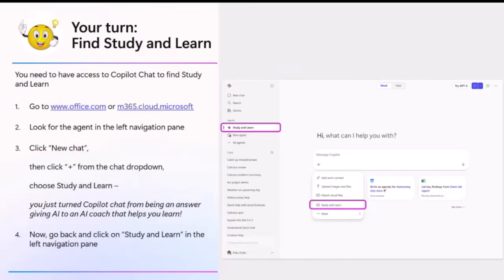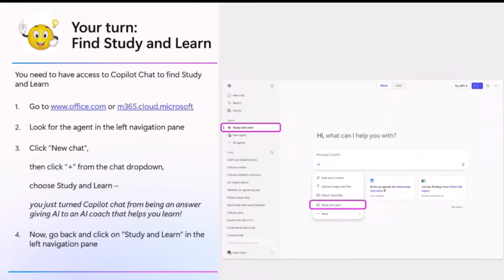It's your turn. So go to www.office.com or m365.cloud.microsoft.com and look for the agent. That's the first step. I'm going to give you about a minute to go look for the agent.